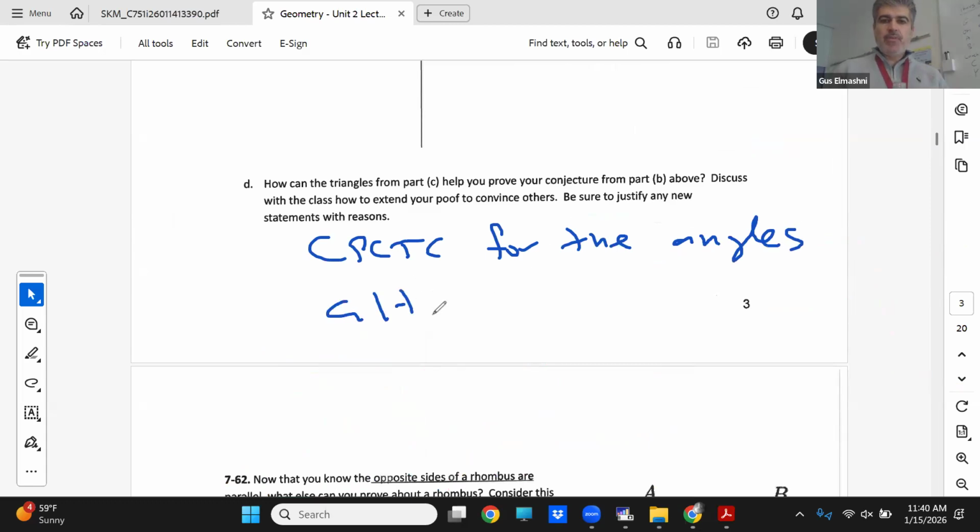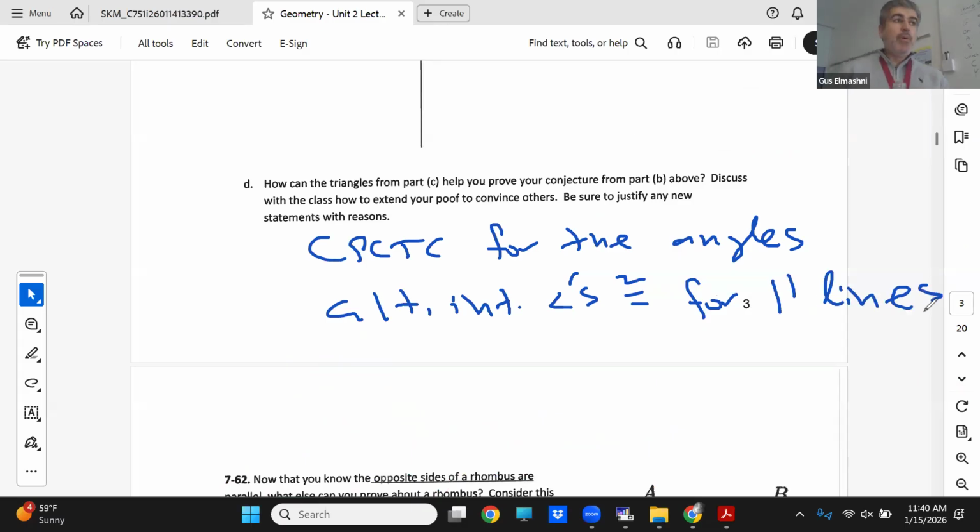And then alternate interior angles congruent for parallel lines. So that's how you can prove all the sides are parallel once you've proven that the angles are the same. But how do you get to the angles being the same? You have to prove the triangles are congruent before that, right? So that's why they're parallel.